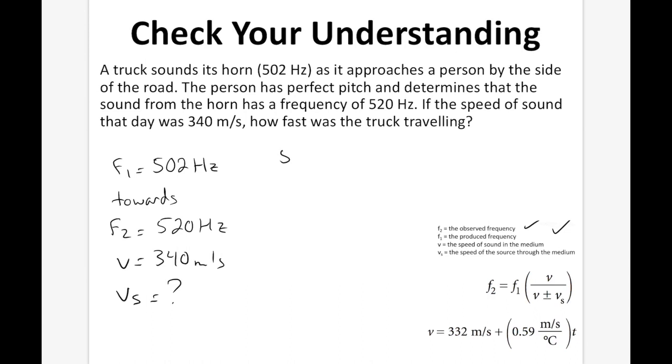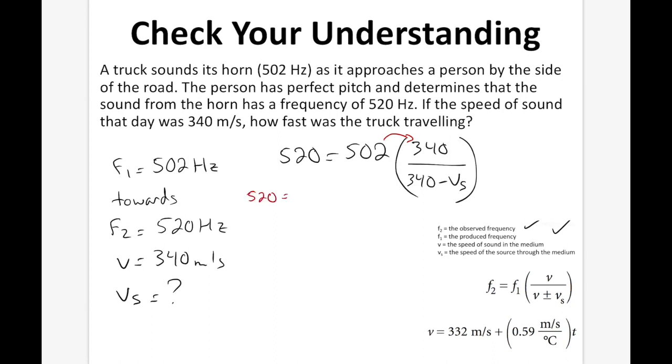Now we can plug our numbers into our formula. So F2, 520, equals F1, which is 502, bracket V, 340, divided by V, 340. It's coming towards us, so it's minus, and then we're looking for Vs in the question. Now there's a few ways to tackle this problem. What I'm going to do is multiply the 502 by 340, and then we're going to simplify after that. So 520 equals 502 times 340, and that equals 170,680, and that's all going to be over 340 minus Vs.